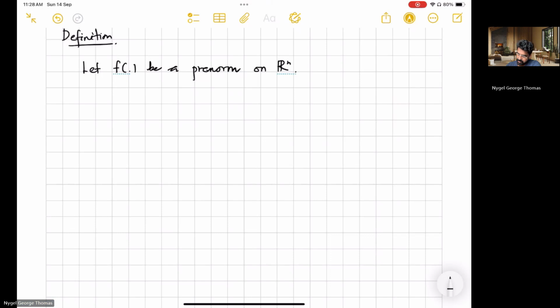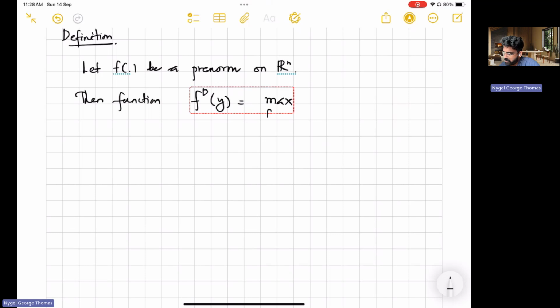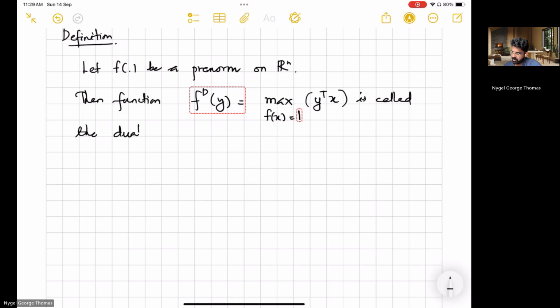Then the function fd of y. So how do we find the dual norm? By solving an optimization problem: the max over f of x equal to 1 of y transpose x. This function is called the dual norm of f of x.